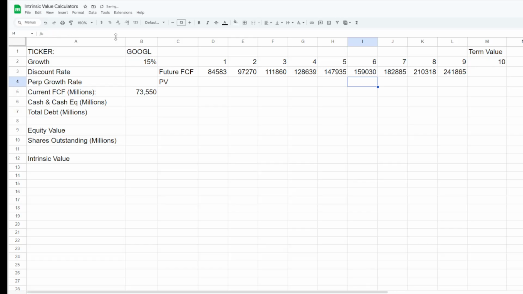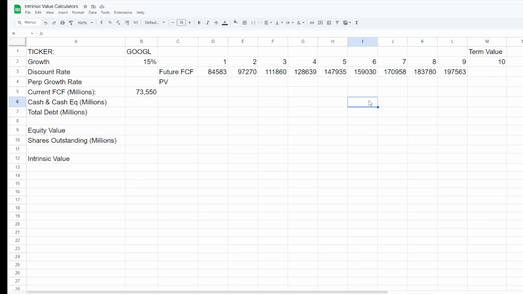Okay, so for years 1 through 5, we're growing it by 15%. Years 6 through 9, we're only going to grow it by 7.5%. And so you can see now when I click on cell J3, it's I3, the previous free cash flow, times 1 plus my 15%, but now that 15% is cut in half. It's being multiplied by 0.5. So it's not growing by 15%, it's only growing by 7.5%.